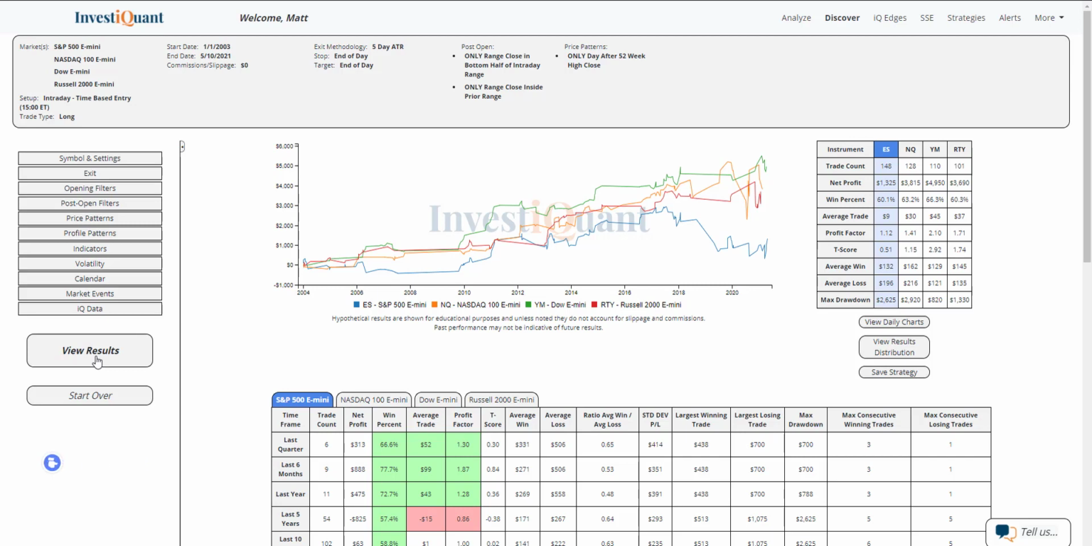Historically, the S&P has 148 samples of this pattern dating back to 2003. The NASDAQ comes in at 128, the Dow 110, and the Russell 101. So it's a fairly common pattern.